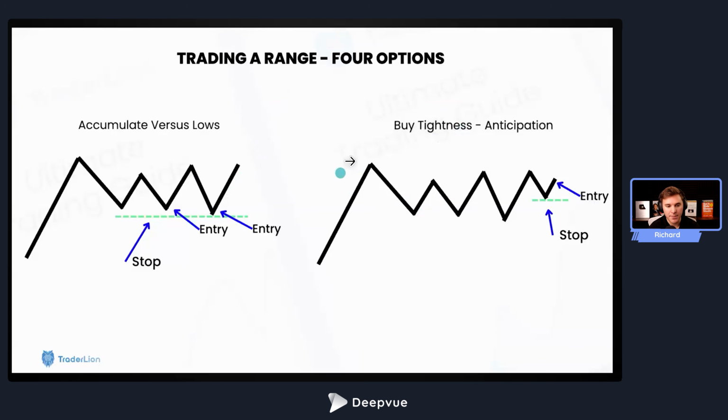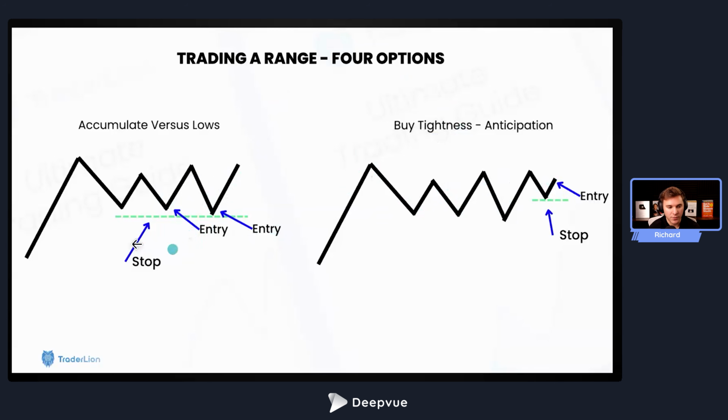Then the next option, and by the way, you can combine these different 4 options depending on your style. You could start a position versus lows, then buy anticipation, then buy the full breakout, and tier your buys and build into a position that way while managing risk. But the key with this is there's 4 different ways to buy and set your stops when trading a range.